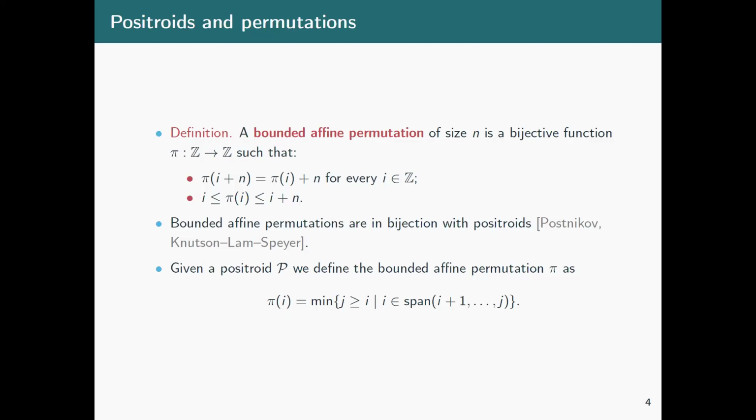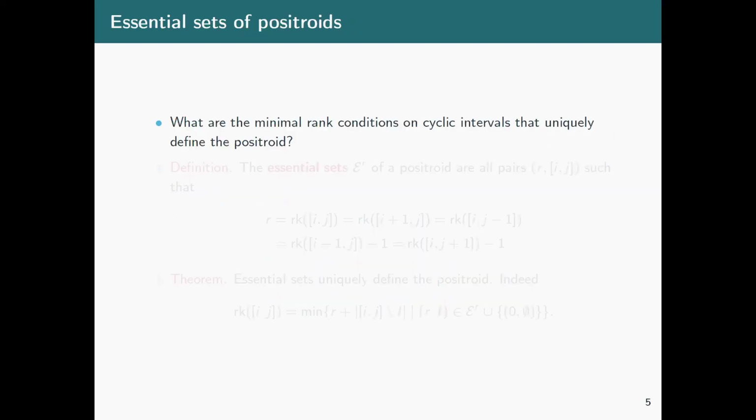And maybe one thing that you can see from this fact that bounded affine permutations define uniquely a positroid is that we are really only looking at cyclic intervals. So that's the information that we care about when we study the rank of a positroid. So a natural question is, what are the minimal rank conditions on cyclic intervals that uniquely define a positroid? Do I really need to know all the information of every cyclic interval? And the answer is no.